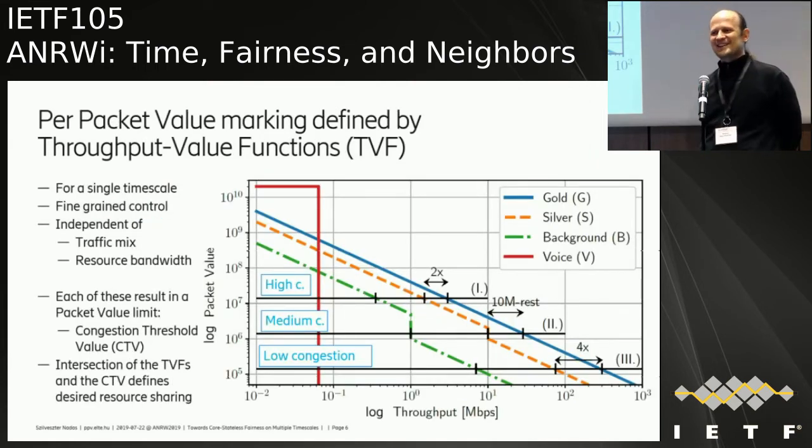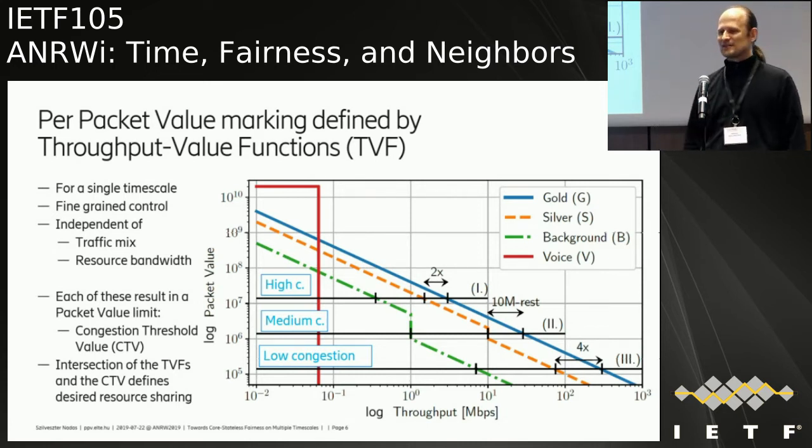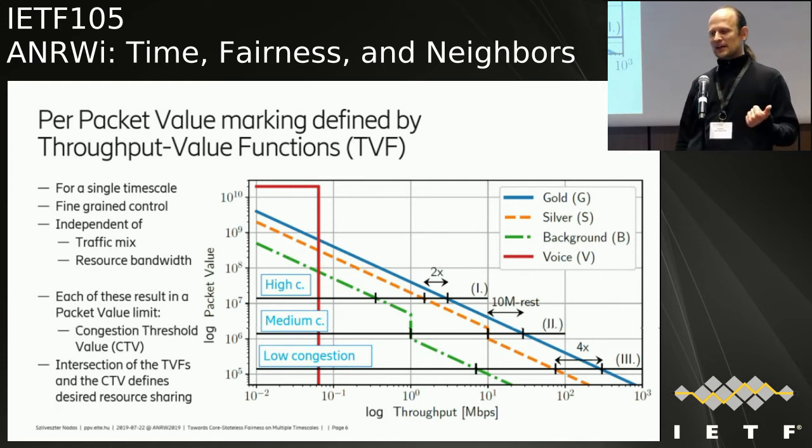But first, a short introduction to the per packet value marking and its versatility. In the per packet value framework, we define policies through throughput value functions. And these are for a single timescale. They provide very fine-grained control, which is independent of traffic mix and resource bandwidth. So these meet our requirements for a single timescale.